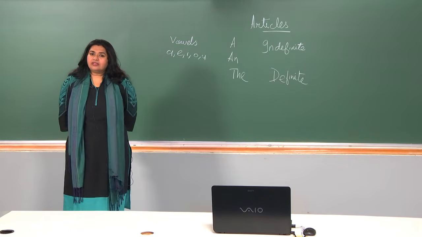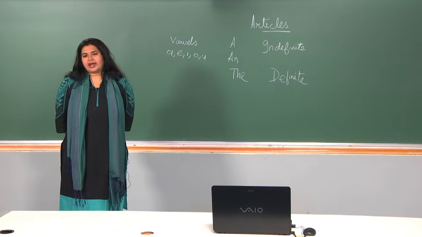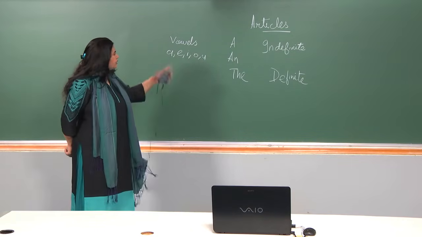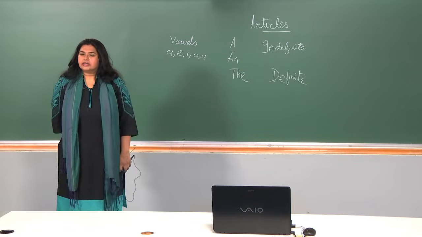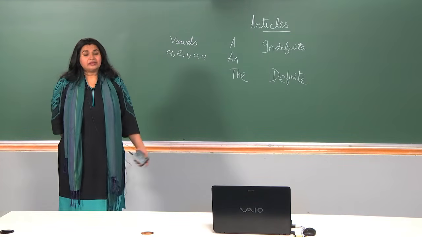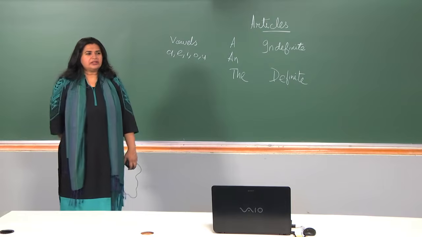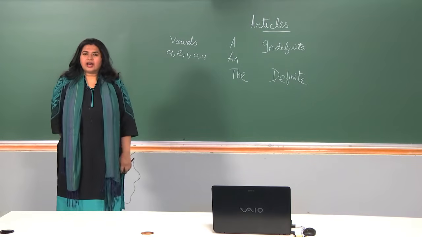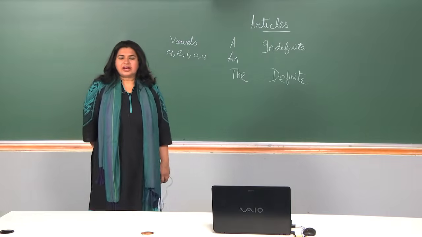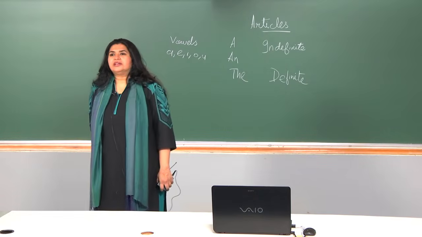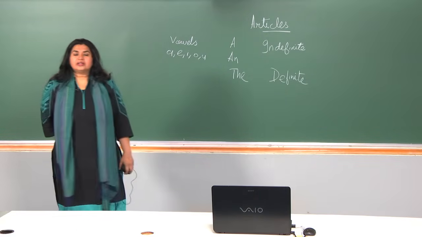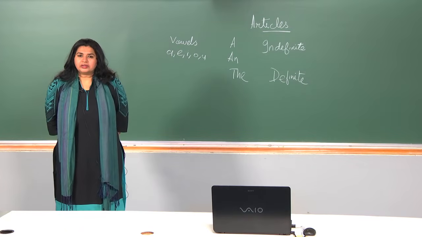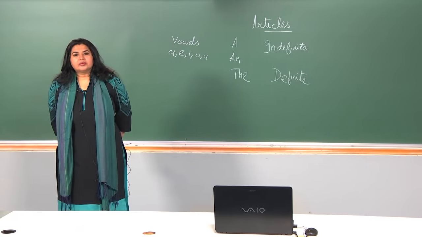Now, a major area of grammar, and in English grammar, is articles. There are only three known articles in the English language: a, an, and the. A and an are called indefinite articles, whereas the is the definite article. Now, what does an article do? An article has a very important place in written and spoken English.